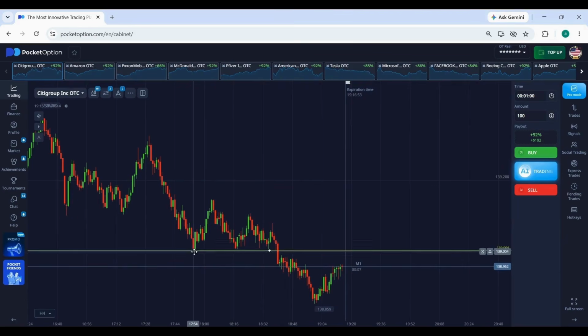As you can see, the market touched this level multiple times. It came to this level, got rejected, came back again, got rejected once more, and finally broke below it before continuing its downward movement.